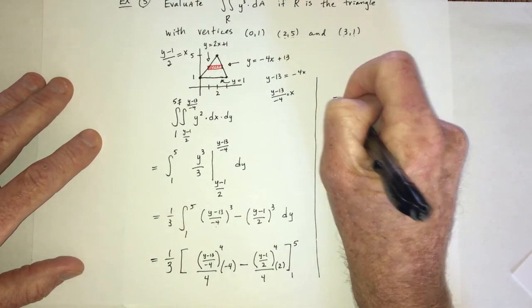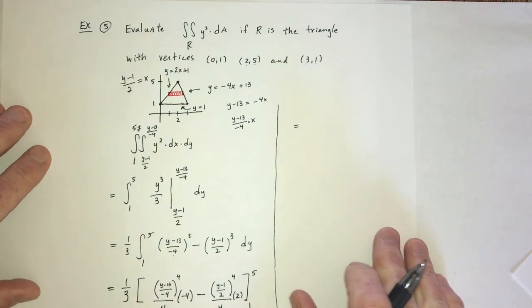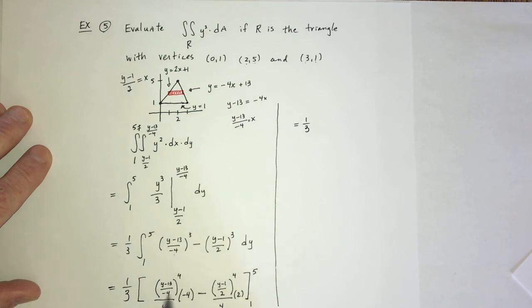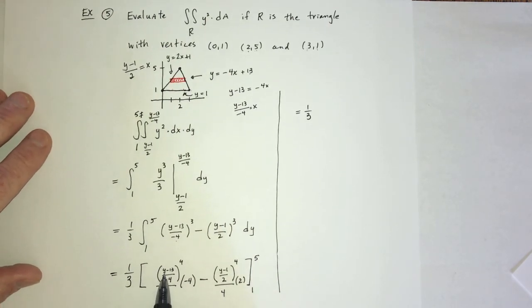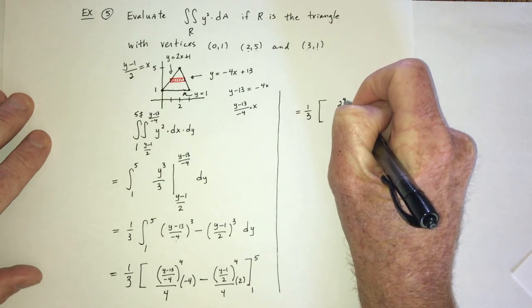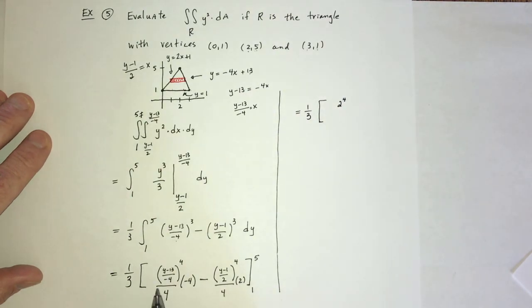All right, so the 1/3 is still factored out. And then substitute a 5. So this is going to be 5 minus 13, so that's negative 8. Negative 8 divided by negative 4 is a 2. So there's going to be 2 to the 4th. And then these 4s are going to cancel out, but they will leave the negative behind.